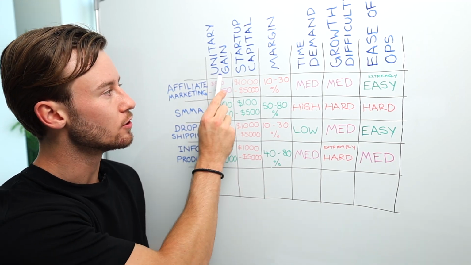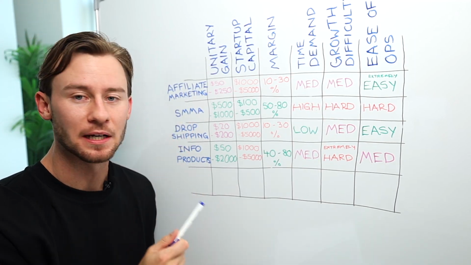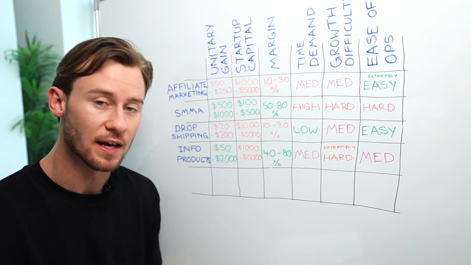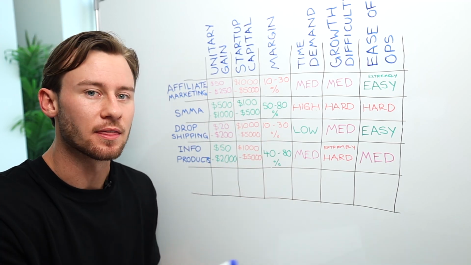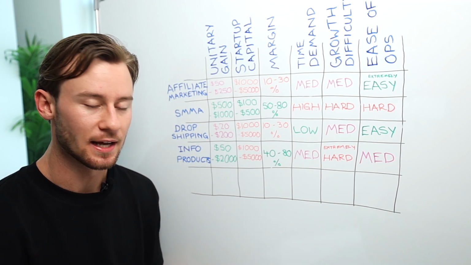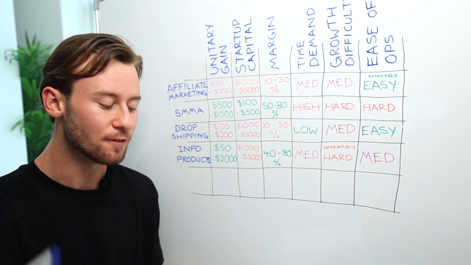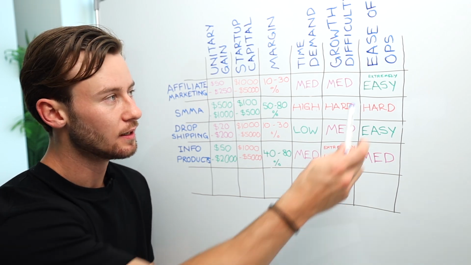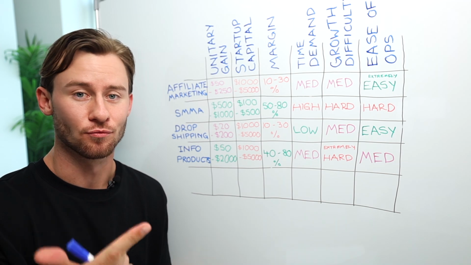So the columns we're going to use to compare these different business models are unitary gain. So this is how much money you make per transaction, startup capital, how much money you need to invest into the business to get started, margin, so how much you keep out of everything you make in revenue, time demand, how much of your time is required to run and grow the business, growth difficulty, which is how difficult it is to grow this to a full job replacing level, and then ease of operations. So how simple the business is to understand, to run, and to grow.